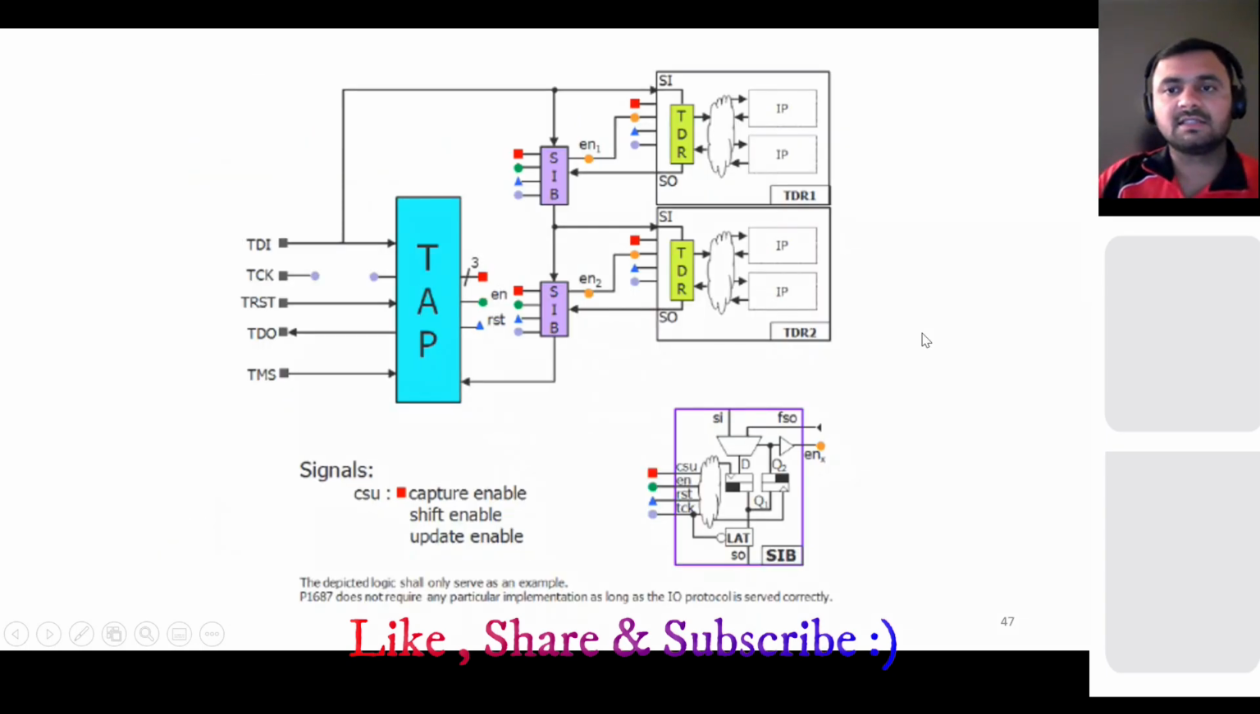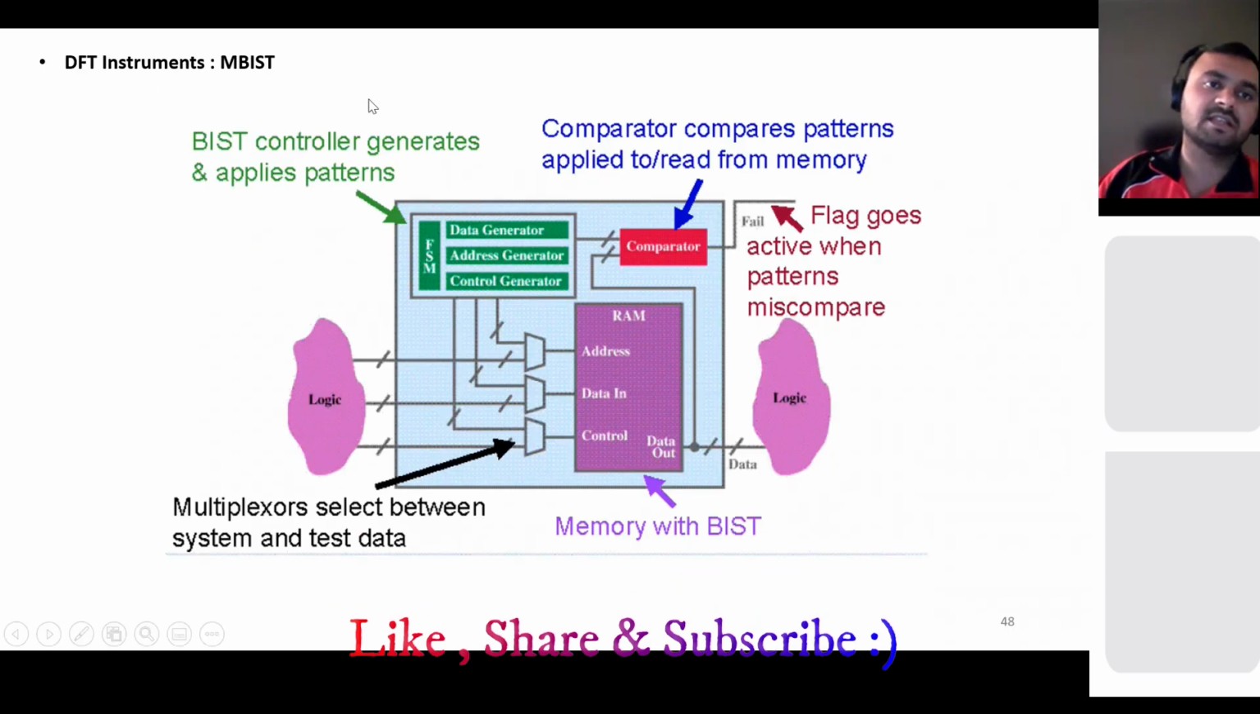Now, this is to test a particular block or a particular instrument in it. Now we have the MBIST. Suppose any of your designs contains memory. To test memory, we use built-in self-test. Suppose this is your RAM, SRAM or DRAM, whatever, you have a memory here. Memory generally contains the address, data, control and data out. So we insert logic which generates your test address, test data and test control. You can see from here, the BIST controller.